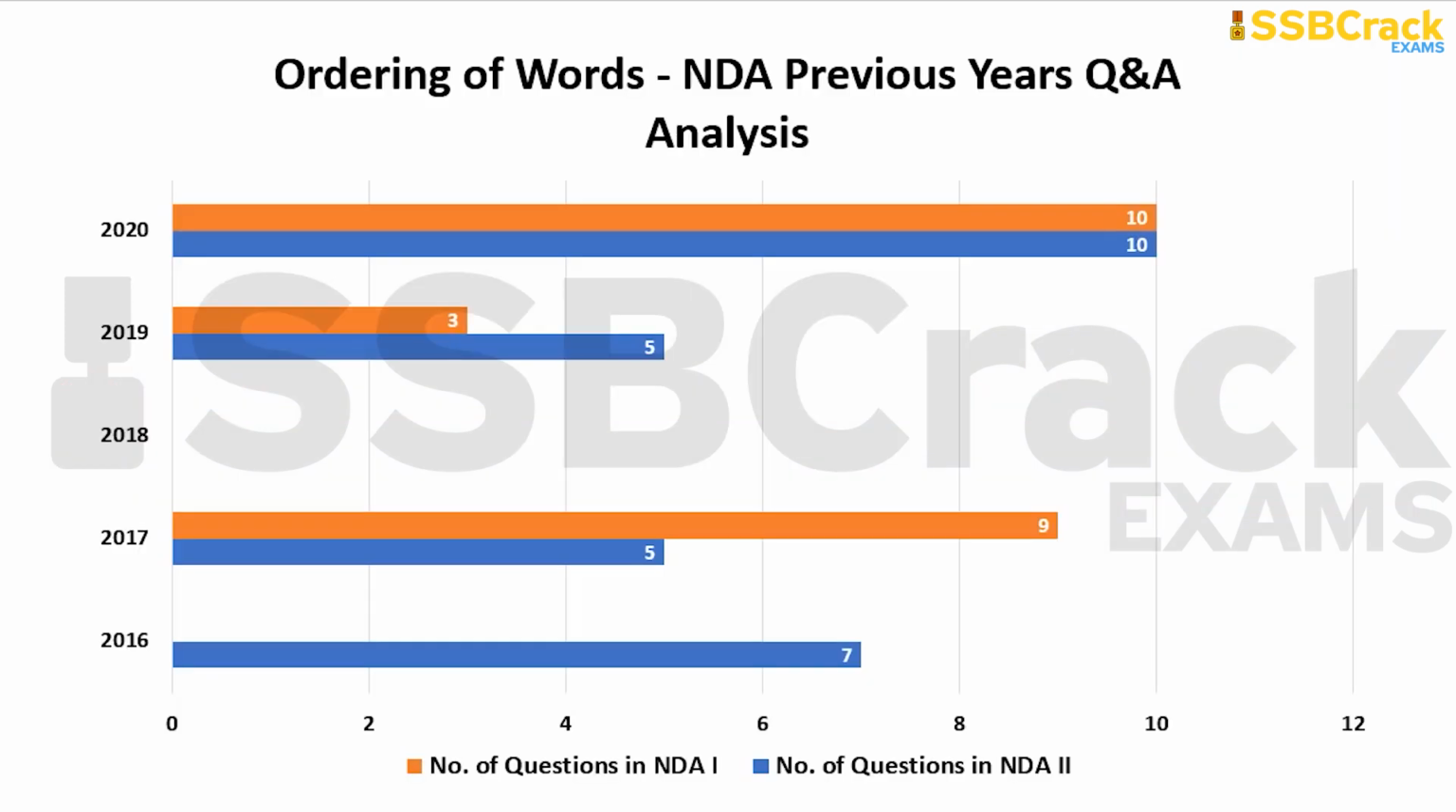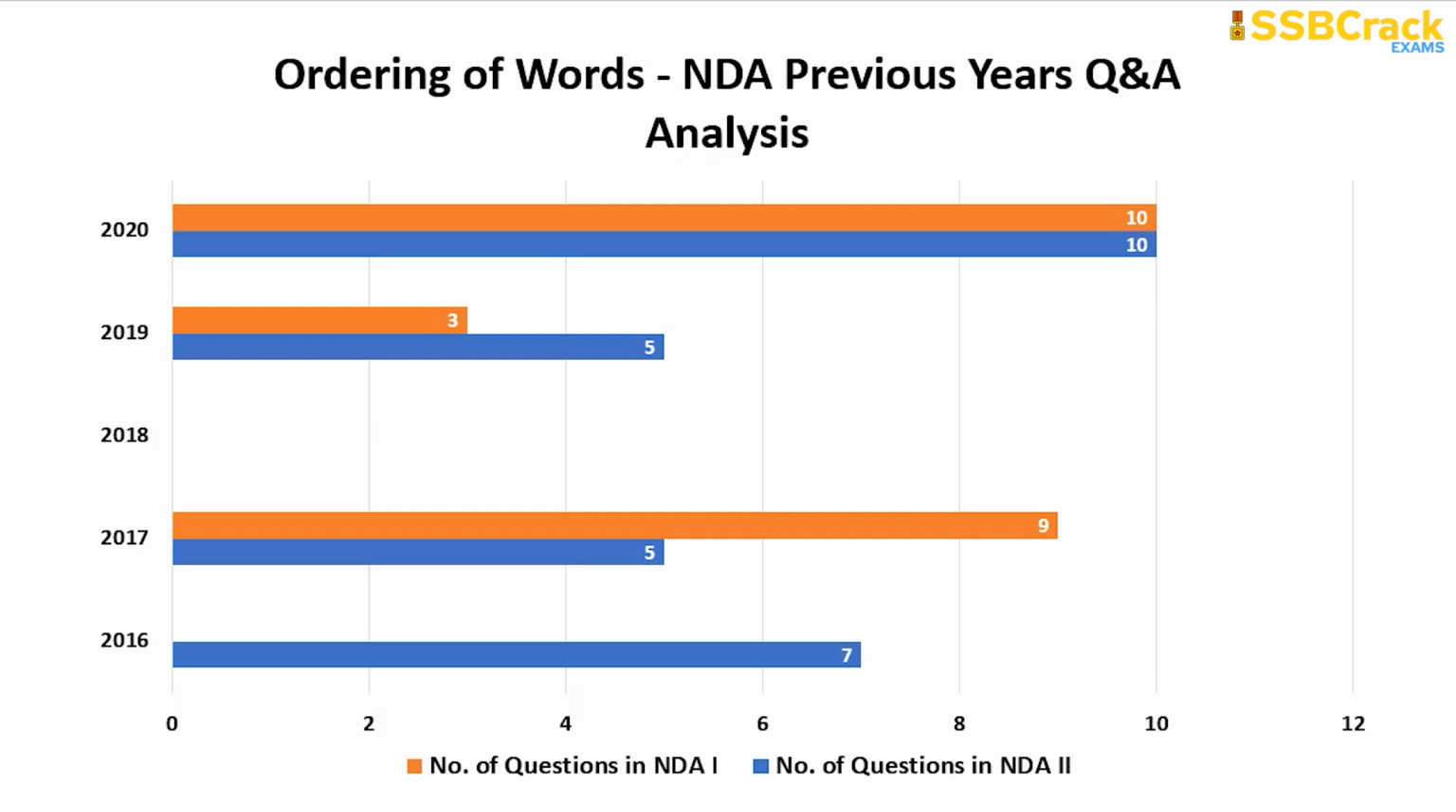Now coming to the next topic, which is ordering of words and sentences. Again, we are going to cover these two topics together because ordering of words is where you need to order the jumbled up parts of a sentence to form a meaningful sentence, and ordering of sentences is a type of question where you need to reorder the different sentences to form a meaningful paragraph. So we are going to see the NDA previous year's Q&A analysis for ordering of words.